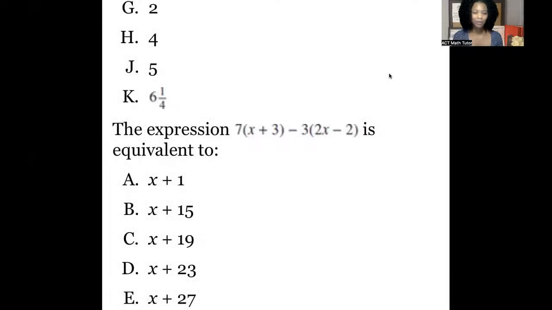Okay, picking up with question number 2, it reads, the expression 7 times x plus 3 minus 3 times 2x minus 2 is equivalent to what? And so anytime we see the phrase is equivalent to, those keywords let us know that we have the ability to use some strategy here.